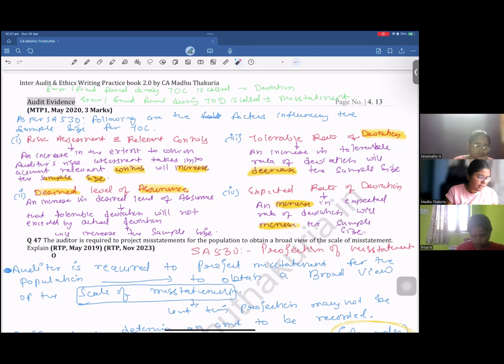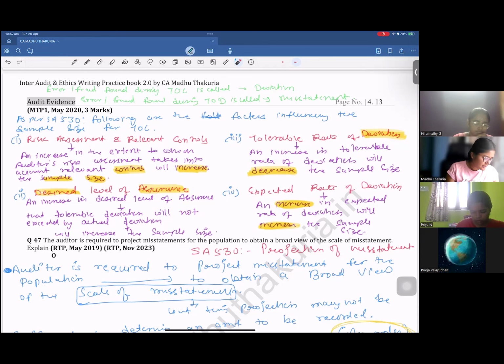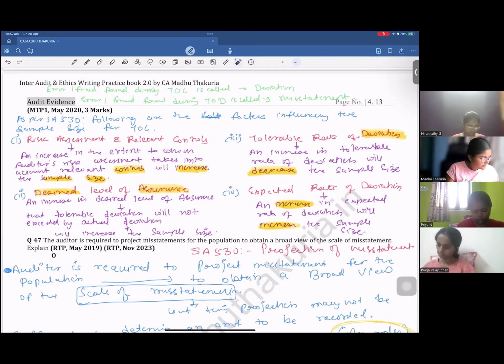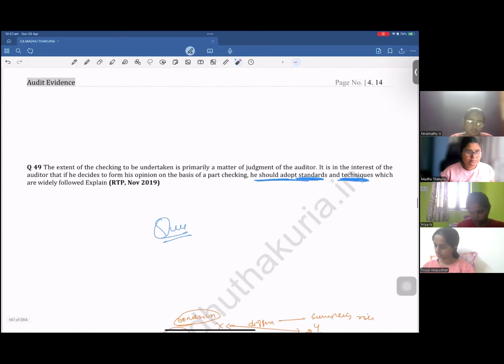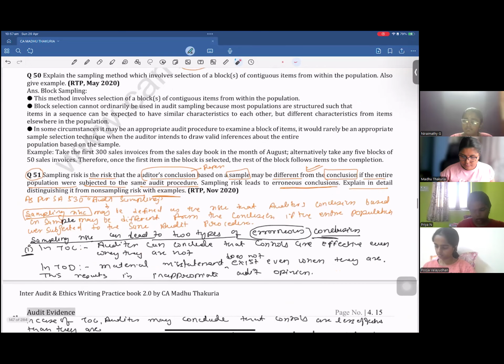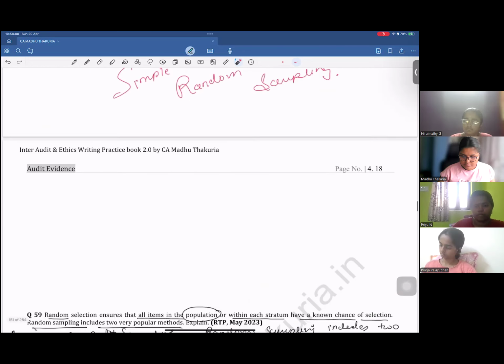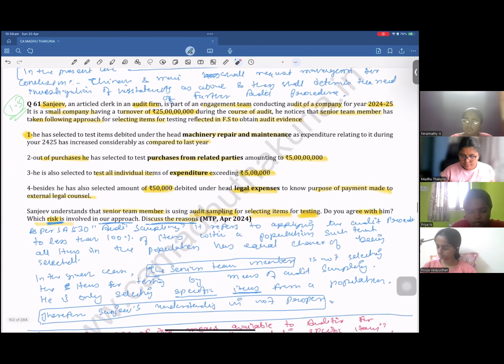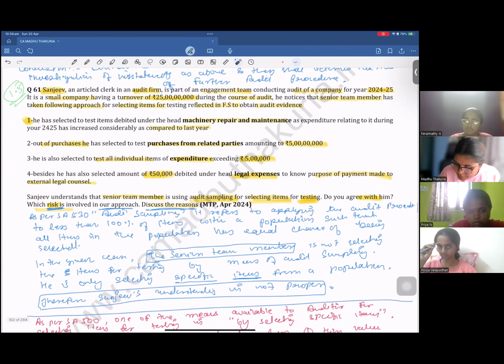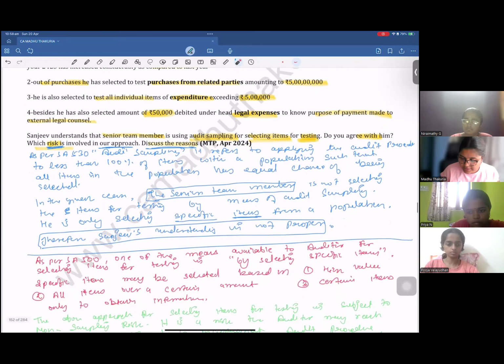We did a question on sampling risk. Did we write anything regarding the sampling risk, guys, yet? See this MTP April 24 question, not asked in the exam yet.